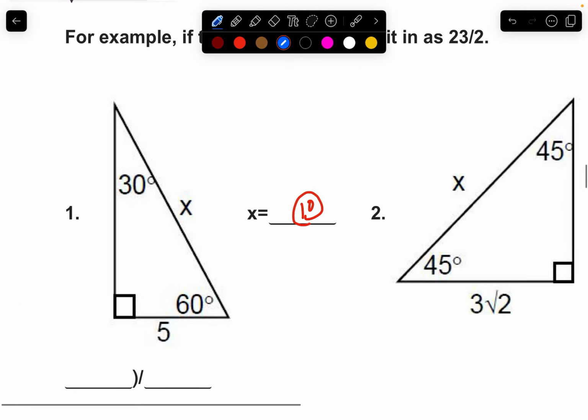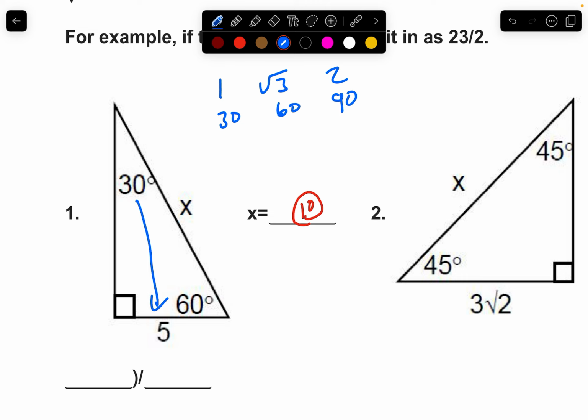First triangle here is a 30, 60, 90. That has the ratio of 1, root 3, and 2. That is your 30, your 60, and your 90. Here we have the short leg. That's the one across from 30. And we want the one across from 90.